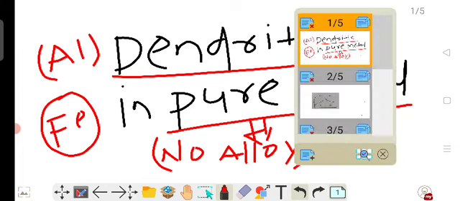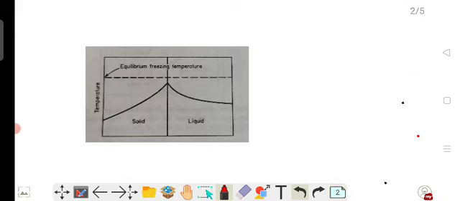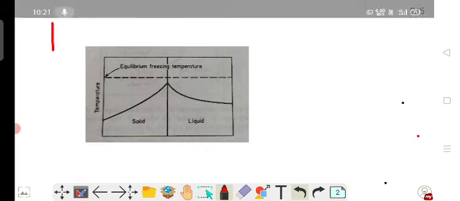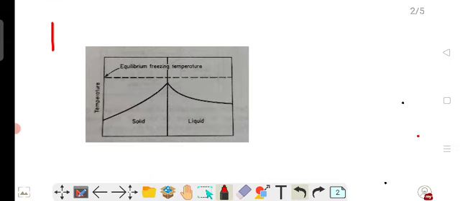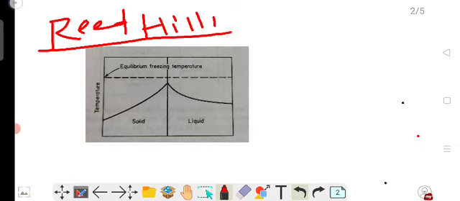So let us start. This is the diagram which is taken from Red Hill physical metallurgy book, and all the diagrams that I select in this presentation are from the Red Hill book. So this is the temperature curve where you can see there is a solid and there is a liquid, and there is an equilibrium freezing temperature. You can see this is the interface.